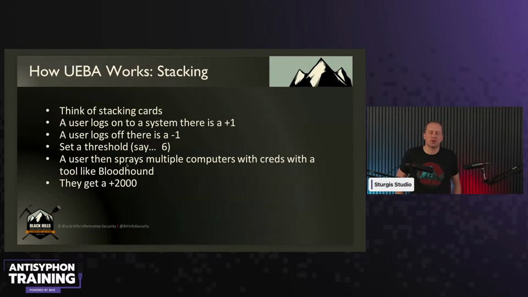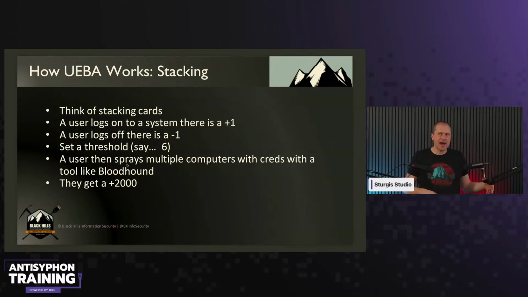Now, how does UEBA work? Well, there's a number of ways that it actually works. I want you to think of the easiest example, a stacking algorithm. Every time that SVC white noise account logs into a system, it gets a value of +1. Every time it logs out of a system, it gets a value of -1. So if I'm a normal user account, I log into one system, access a couple of different shares and some servers. I maybe get a +3 or +5 throughout the course of a day because I'm accessing SharePoint, I'm accessing another file server, doing all these different things.